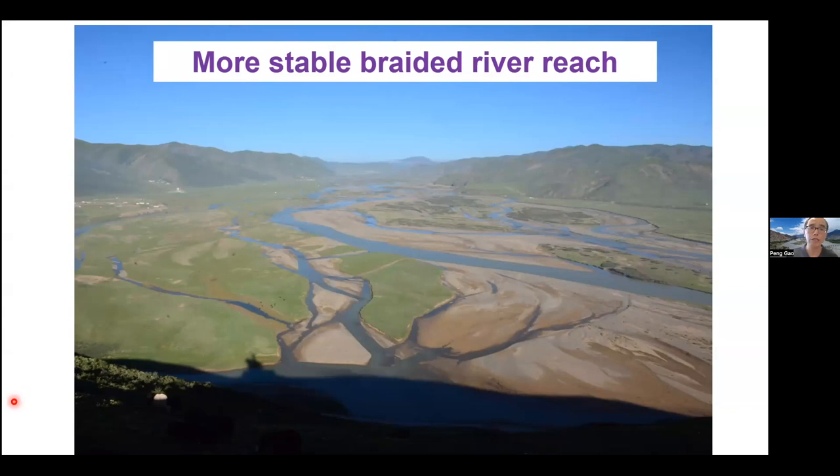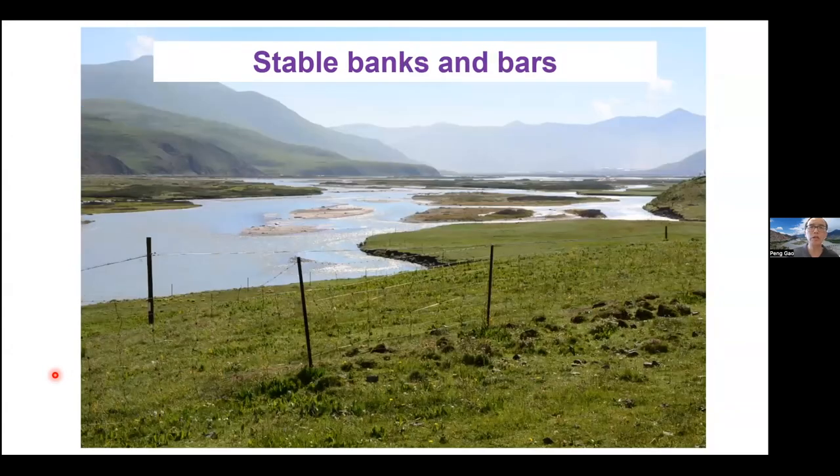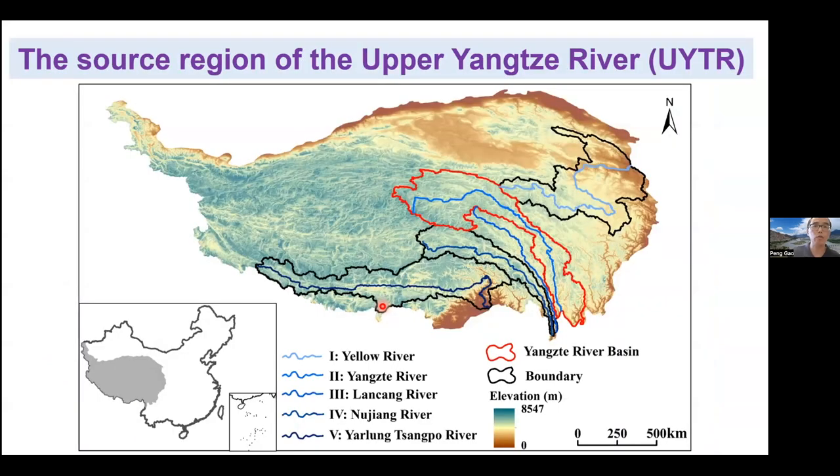And also you see a lot of bars here are covered by vegetation. So here I show you a close look of these bars with vegetation cover that have a relatively higher elevation. The bars with bare soils on top have a lower elevation. You can imagine during high flow, during high discharge, those bare soil bars will be inundated and also may be eroded by high flow rate.